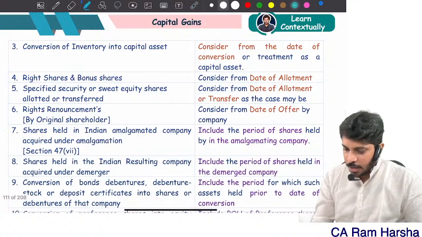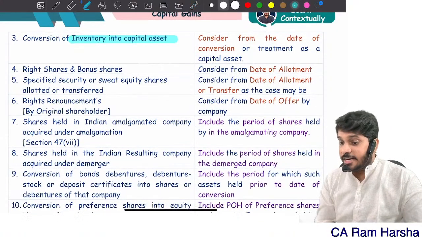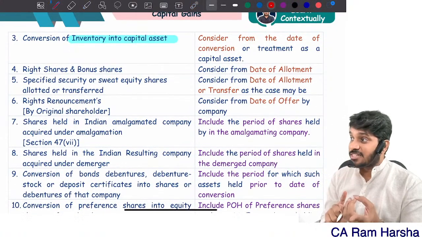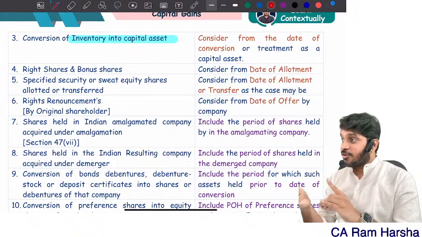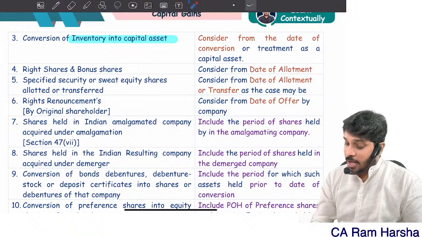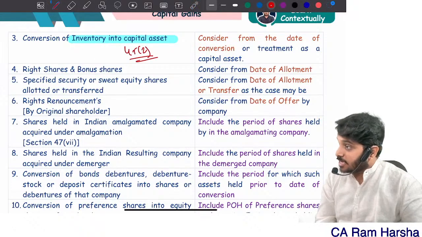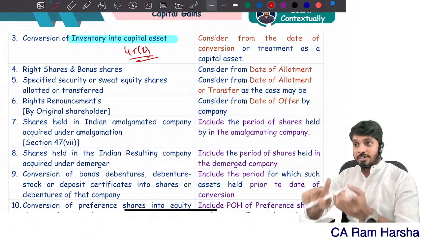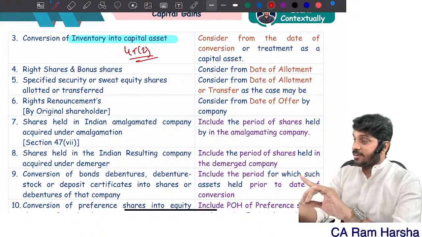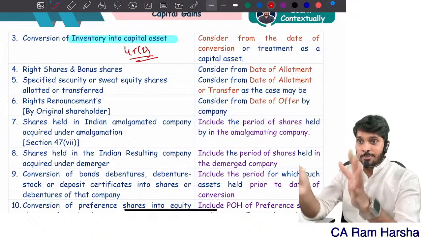Next, inventory is converted into capital asset. Remember, it's not vice versa, where capital asset is converted into inventory. I'll discuss both together at 45 subsection 2: conversion of capital asset into inventory, how to tax it, and conversion of inventory into capital asset, what the tax treatment is.